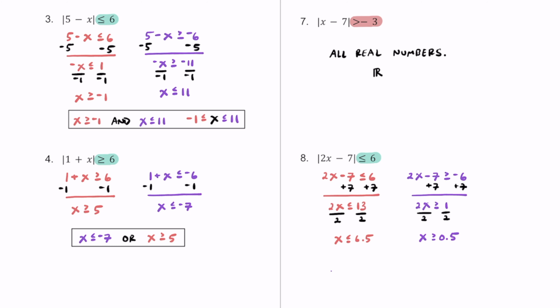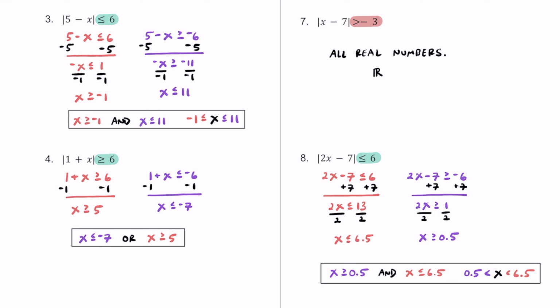And to write our final answer, we can say it two ways. First, we can say x is greater than or equal to 0.5, and x is less than or equal to 6.5. Or if you want to put these together, we can do so as well and say 0.5, or half, is less than or equal to x, which is less than or equal to 6.5. These would be two ways of writing our solutions here.